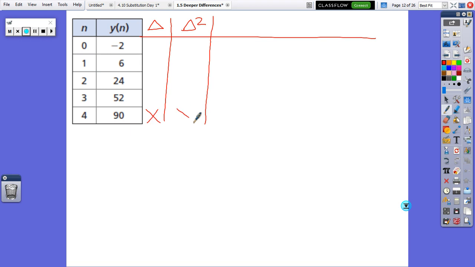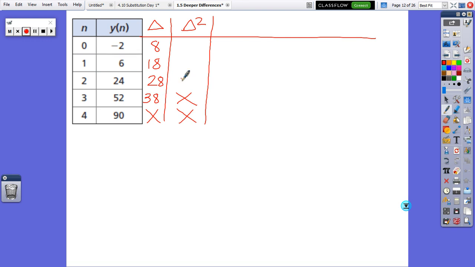Okay, this one is x'd out, and these two are x'd out. So 90 minus 52, 38. 52 minus 24, 28. 24 minus 16, 18. And 6 minus negative 2 is the same as 6 plus 2, which is 8. So if we look at this, not linear because it's not constant. So now we come over here and find our delta 2.